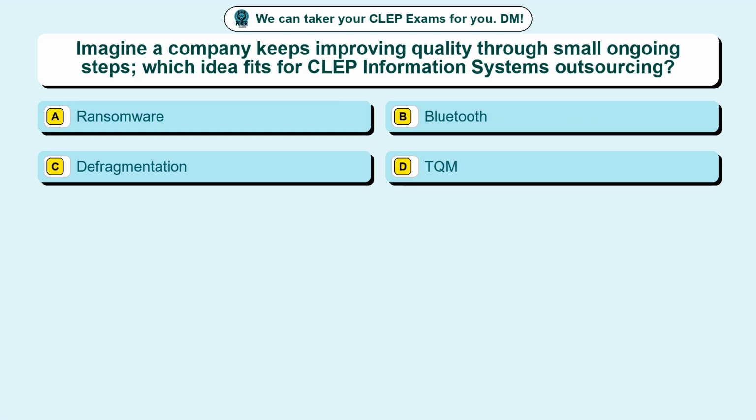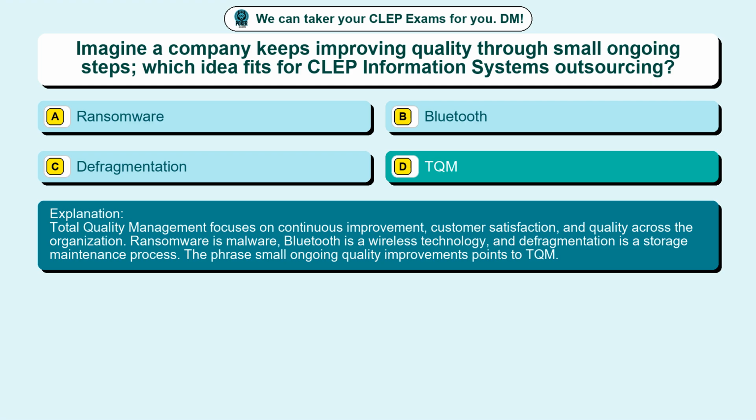Question 18. Imagine a company keeps improving quality through small ongoing steps. Which idea fits for CLEP Information Systems outsourcing? Option A. Ransomware. Option B. Bluetooth. Option C. Defragmentation. Option D. TQM. The correct answer is option D. TQM. Total quality management focuses on continuous improvement, customer satisfaction, and quality across the organization. Ransomware is malware, Bluetooth is a wireless technology, and defragmentation is a storage maintenance process. The phrase small ongoing quality improvements points to TQM.